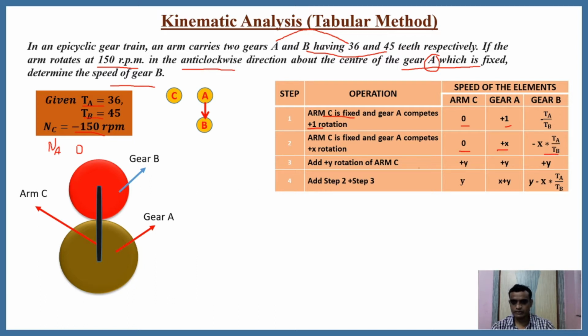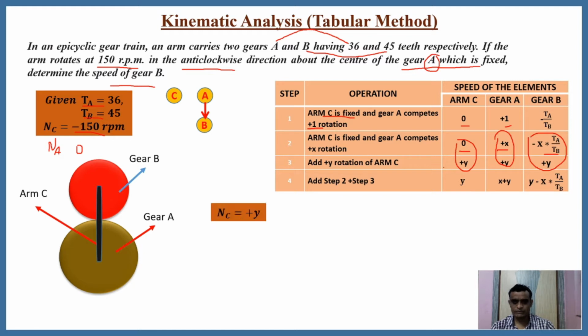Again we need to add y rotation of the arm. Here don't put the value of nc directly; just consider this table only. Here you have to add plus y rotation of the arm. Now we add these two steps: 0 plus y, which is y, the speed of the arm; x plus y, which is the speed of gear A; and y minus x ta upon tb, which is the speed of gear B.